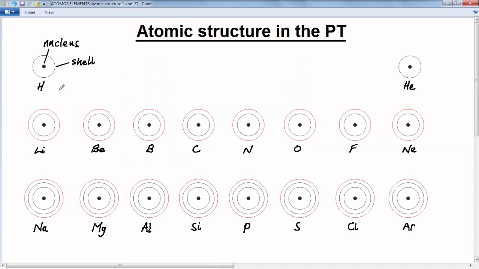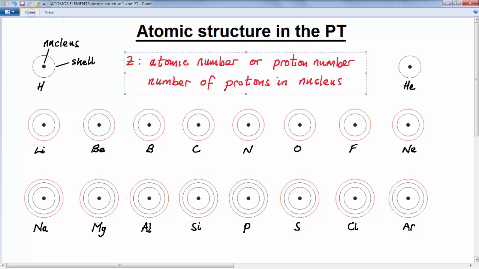And just to remind ourselves, in each of these atomic diagrams, the central dot is the nucleus, and around the nucleus we've got the electron shells. These are the energy levels in which the electrons orbit the nucleus. So first of all, I'm going to look at how many protons there are in each nucleus, and see how that varies across the periodic table. Remember that we're looking at the Z number, that's the atomic number, or proton number, and we'll see how that changes as we move across each period.